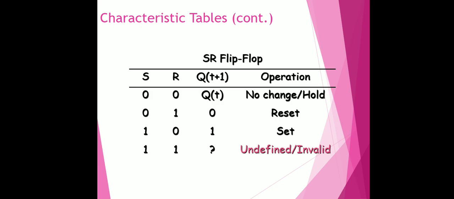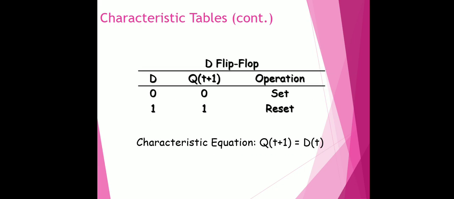So you can see the characteristic table: if the input is 0 0, there is no change; 0 1 is reset; 1 0 is set; and 1 1 is undefined. And the characteristic function gives Q for the present state and the next state. If the present state is 0 and the next state is 0, it is a set operation, and if the present state is 1 and the next state is 1, it is reset.